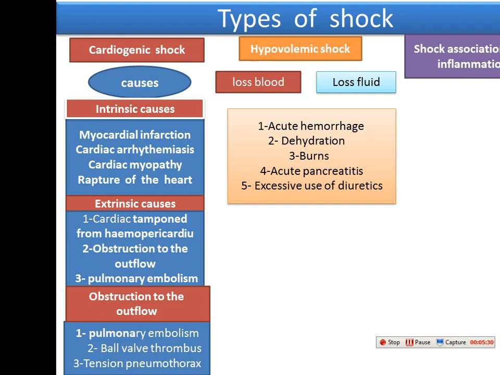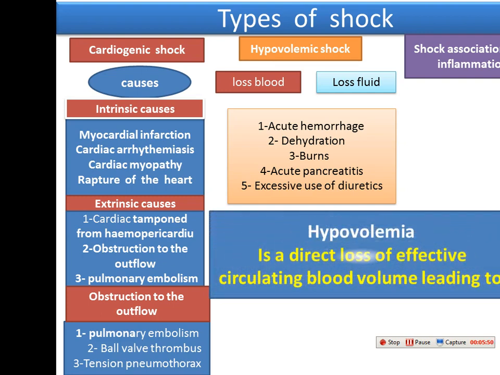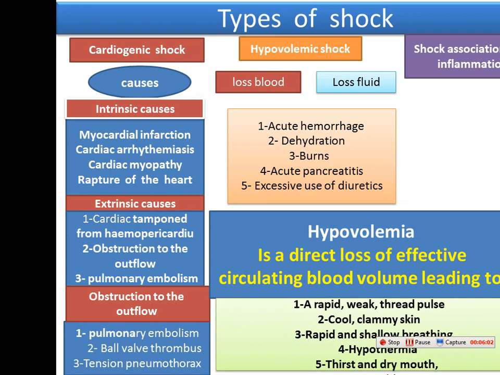As I said, hypovolemic shock is either a reduction in blood itself or a reduction in fluid, as in cases of edema, where fluid escapes from the blood vessels and leads to hypovolemic shock. Here we have what we call hypovolemia. This is direct loss of effective circulating blood volume, and here we find many signs like a rapid and weak thready pulse, cold skin, rapid shallow breathing, hypothermia, restlessness, and dryness of the mouth. We find all these clinical signs in cases of hypovolemia.